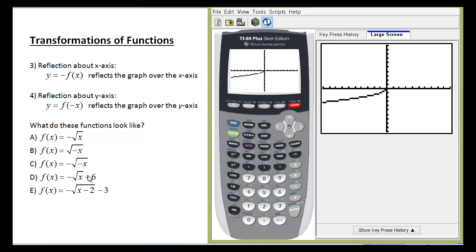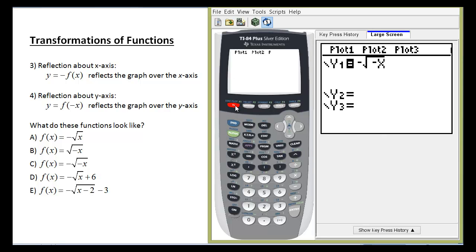All right, and the last two questions here are, what happens if the negative is out front? You should now know that as a reflection over the x. And then I've got a plus 6 on the outside of the function. We've looked at this before. This is a vertical shift, right? And because that's a plus 6, it's vertically shifted up. So let's go check this out.